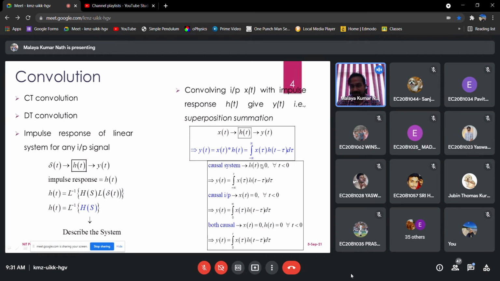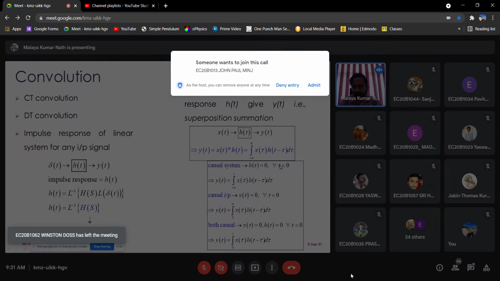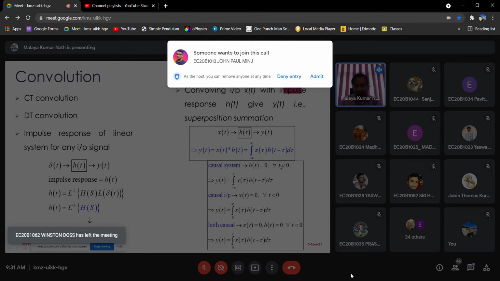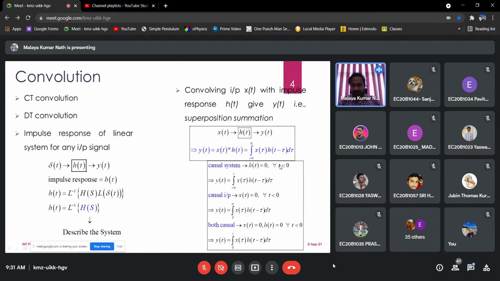As h(t) is equal to 0 for t less than 0, if we rotate the signal, you get the signal from 0 to minus infinity. Are you getting my point? So now in this case, what will be your y(t)? y(t) is nothing but the integral from minus infinity to t of x of tau, h of t minus tau. You understood this point? That is why this integration is from minus infinity to t.